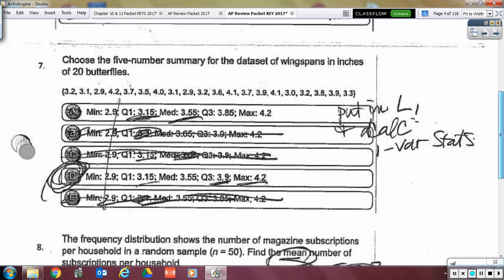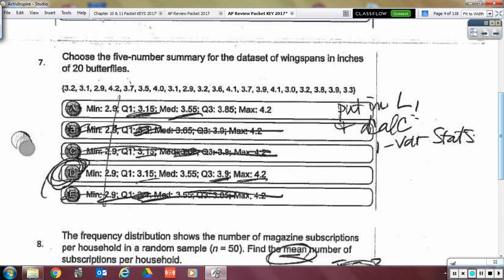7 is another one. The 5-number summary is the min, Q1, median, Q3, and max. What do you use the 5-number summary for? Good, to make a box plot. Excellent. Okay, so here I just put it in L1 and got one variable stats. You can go down on your calculator in the menu and it shows you that 5-number summary at the bottom of the menu.